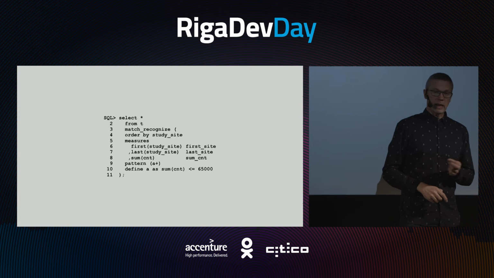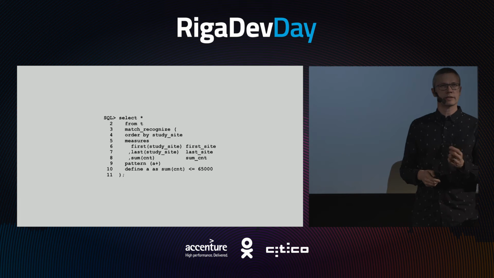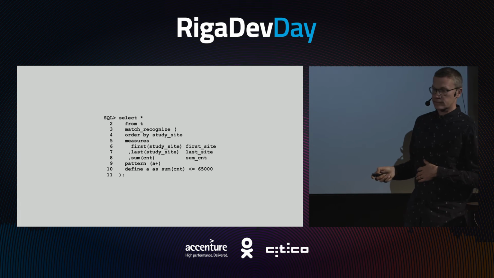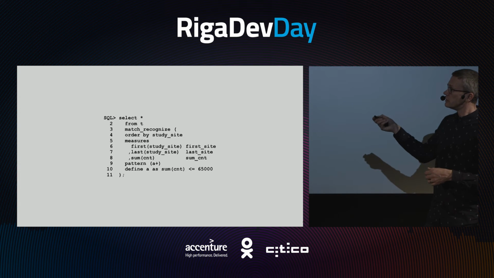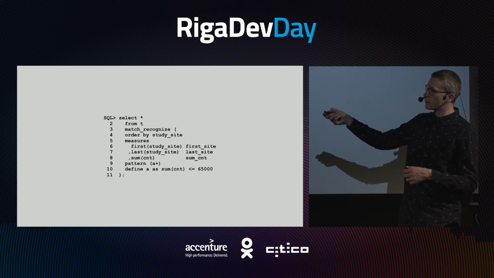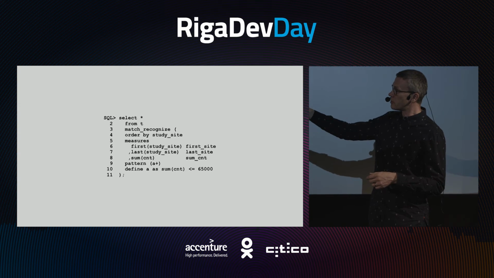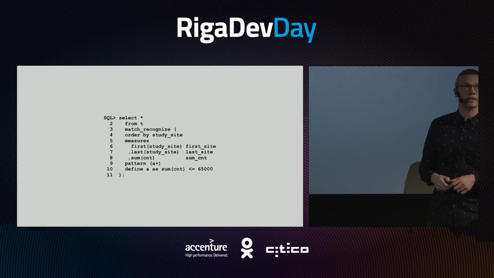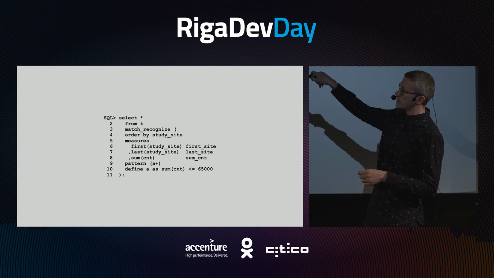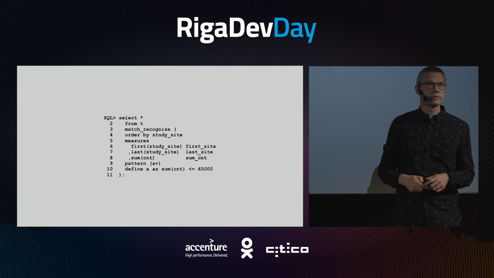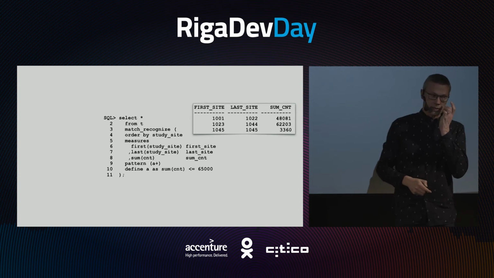Using the match recognize clause, line 3, it's a lot simpler. The definition, the pattern that we're looking for is as many A's as you can, and A is the sum of the count as long as less than 65,000. And it's going to show you the first site, the last site, as well as the total sum. And of course, it gets the same results as well.